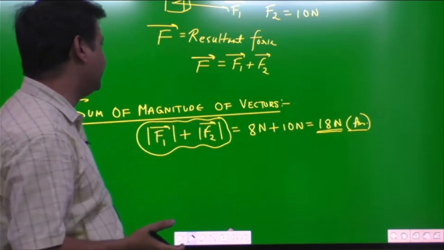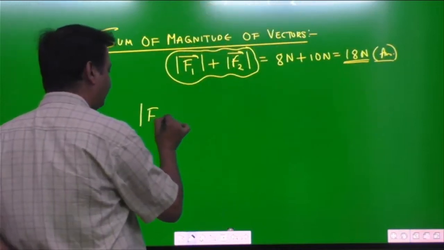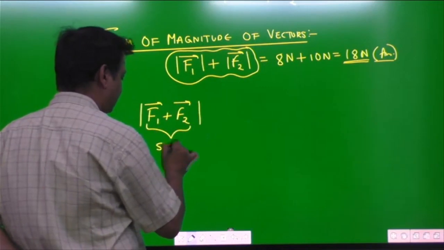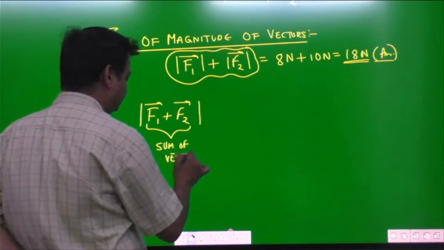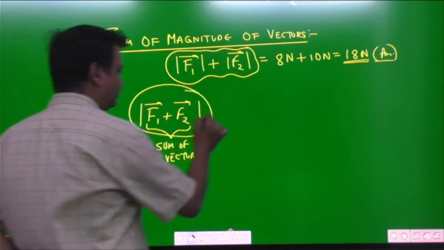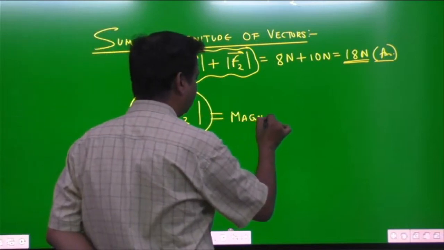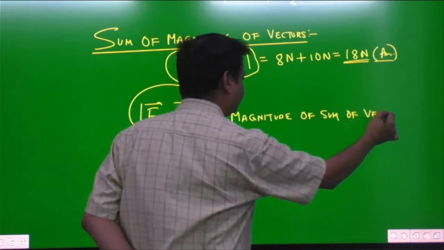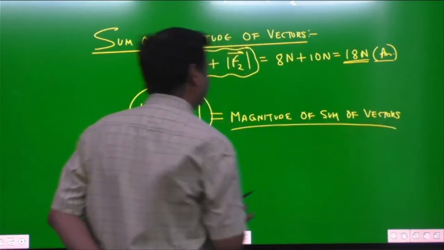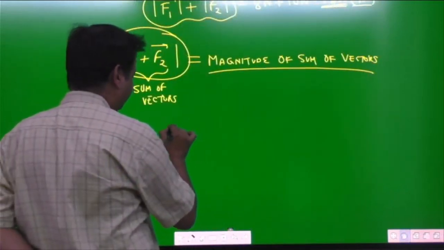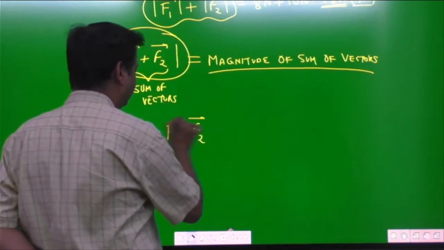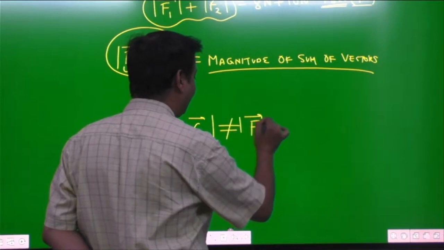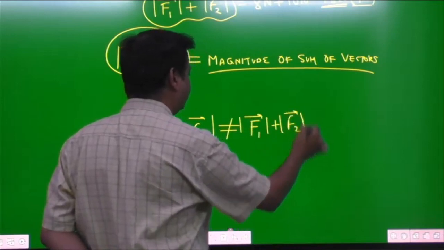They are added arithmetically. But when you are writing modulus of F1 plus F2, see what are you doing? You are adding the vectors first. Sum of vectors. And then you are taking the magnitude. So this is called magnitude of sum of vectors. Both carry different meaning. And if you see in vector maths, the meaning of magnitude of the sum of vectors is not the same as the meaning of sum of the magnitude of vectors. They are not the same in meaning.